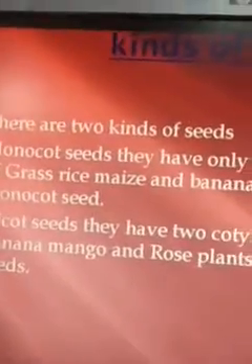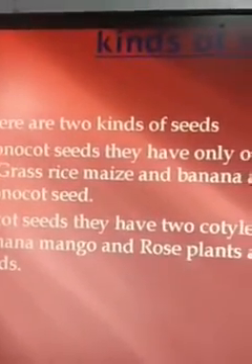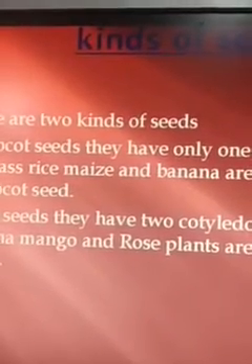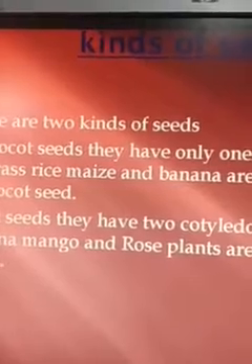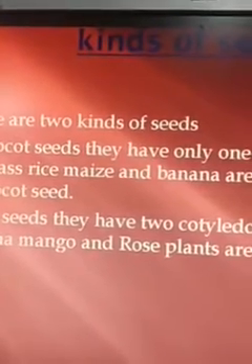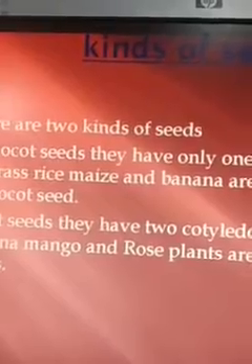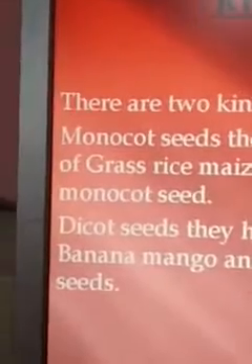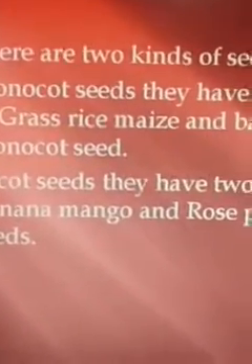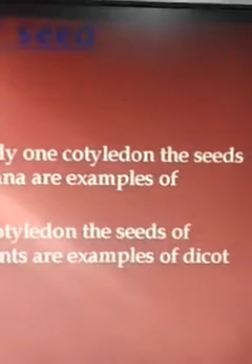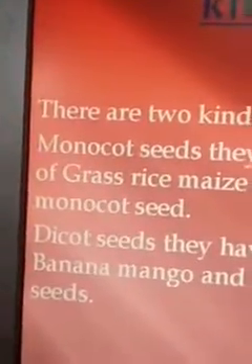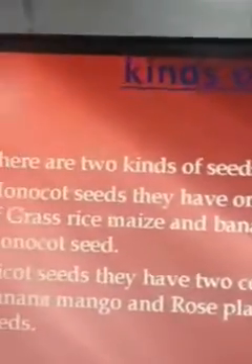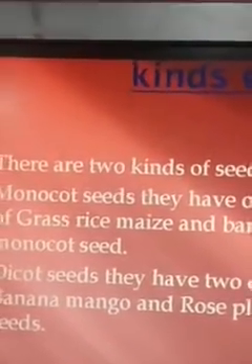As I told, in the structure of a seed I said cotyledon. In some seeds it is 2 and in some seeds it is only 1. So on the basis of the cotyledon we have divided seeds into 2 types, that is monocot and dicot. Mono means single, one. Monocot seeds have only one cotyledon. The seeds of grass, rice, maize and banana are examples of monocot seeds.